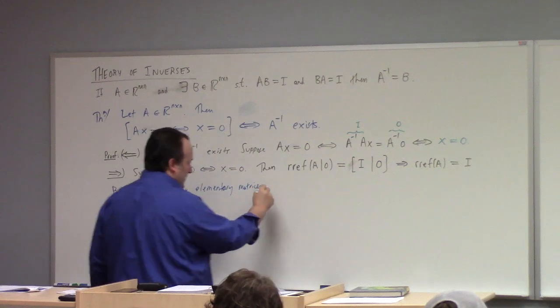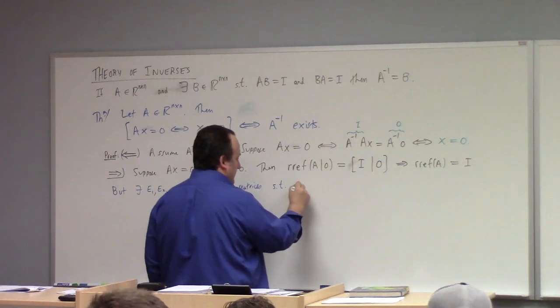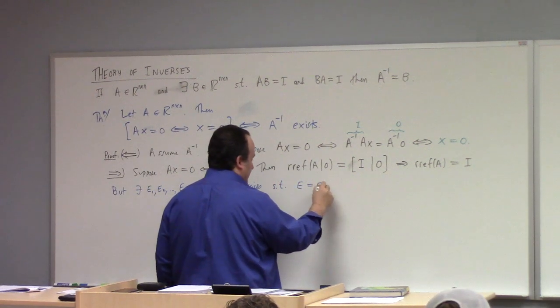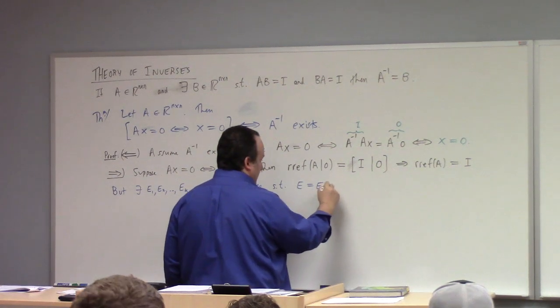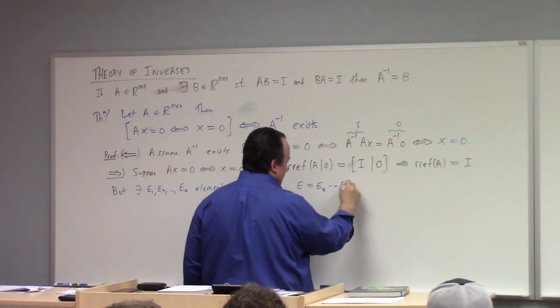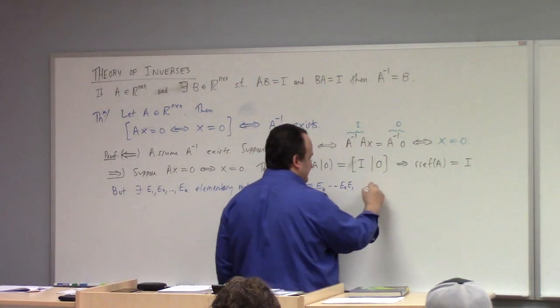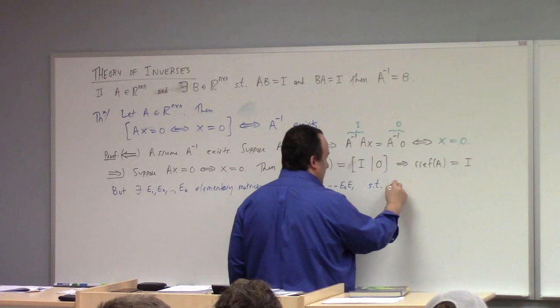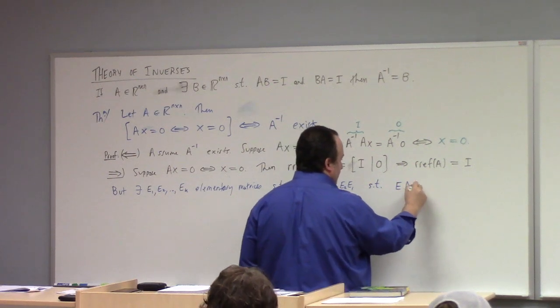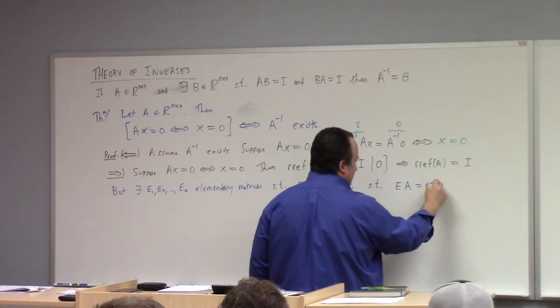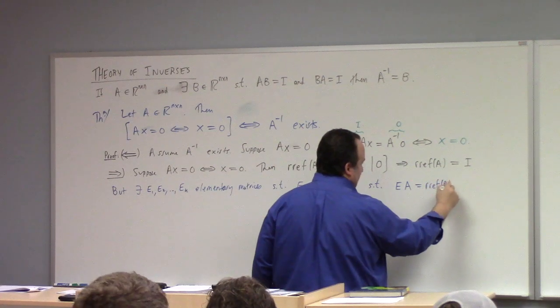Elementary matrices such that E equals the product of E_k all the way down to E_2 times E_1, right? Such that what? Such that E times A is equal to the reduced echelon form of A, but that's equal to I, right?